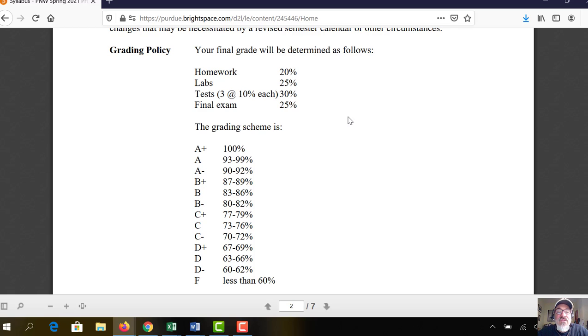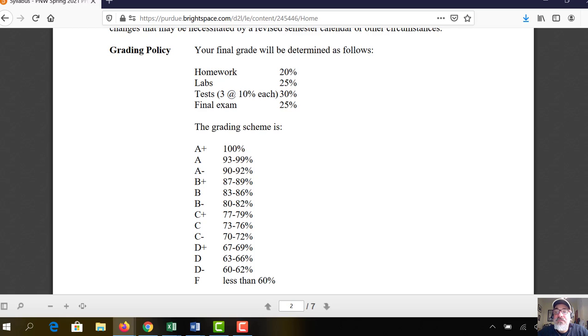Tests. There's 3 tests during the semester, and they're each 10% of your grade, and then there's a final exam. With tests, I usually give you a practice test, like the weekend before the test, and then you have the actual test. Okay, so more about that when we get closer to it, just so you know what you have in your future.